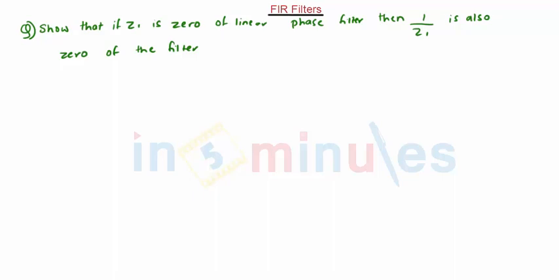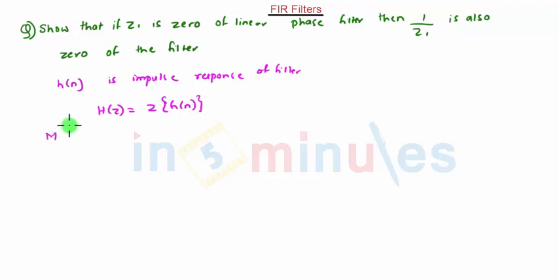Now for proving this, let us see that if h of n is the impulse response of the filter, then H of z would be the z transform of h of n. Now we can say that by definition, for an FIR filter having length capital M, H of z can be defined as summation n is equal to 0 to capital M minus 1 h of n z raised to minus n.